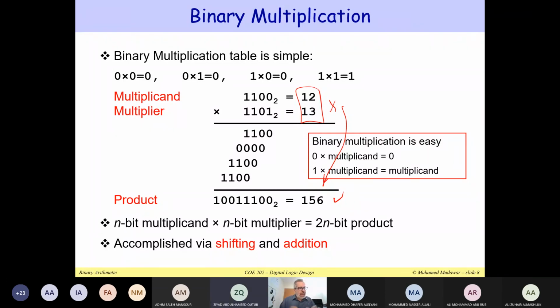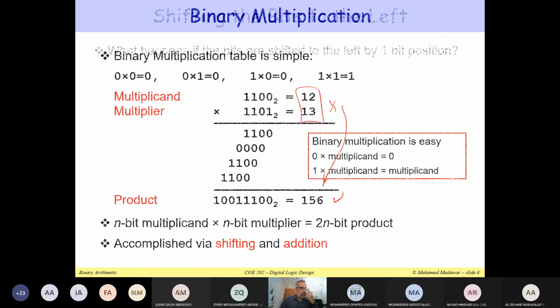So if the numbers don't have an equal number of bits, for example n bits multiplied by m bits, we can prove mathematically that the number of bits in the product will be m plus n, the number of bits in the multiplicand plus the number of bits in the multiplier. This can represent exactly the product. But usually in computer hardware, both the multiplicand and the multiplier have the same number of bits.